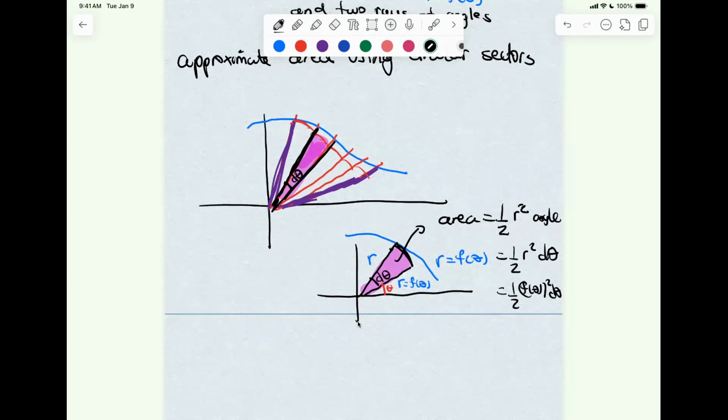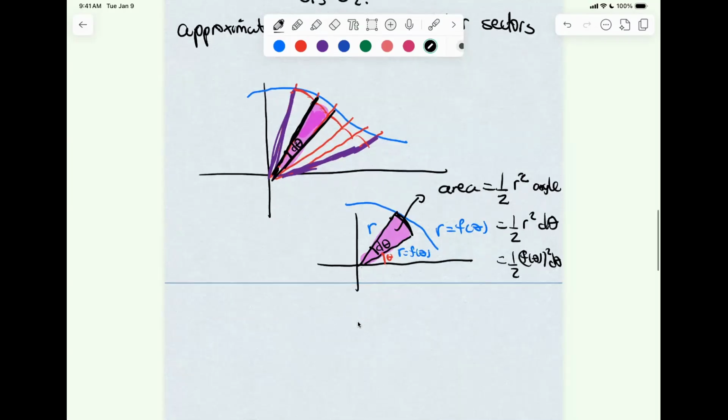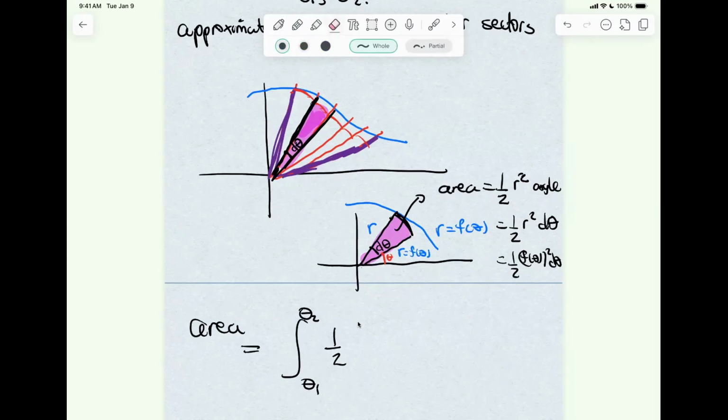And then the total area would be the sum of all these mini areas of all these pizza slices, and you do that by integrating. So the formula for the area would be the integral from the initial ray to the final ray of 1/2 f of theta squared d theta.